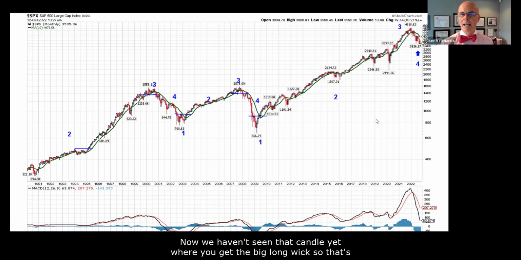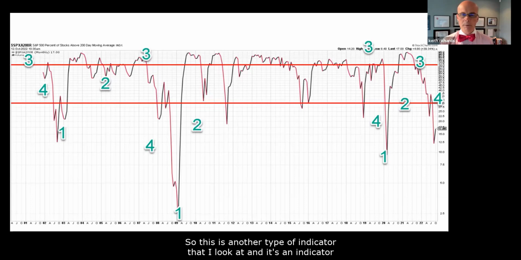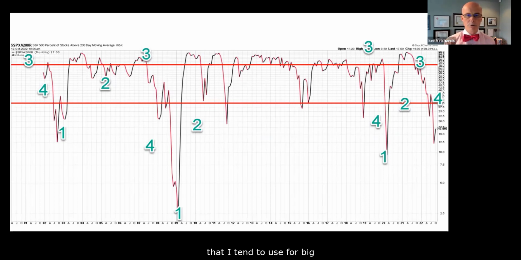Now, we haven't seen that candle yet where you get the big long wick. So that's one piece of evidence that we're not there yet. Let's look at another piece of evidence that may be encouraging, but we need to see all the ducks line up. So this is another type of indicator that I look at, and it's an indicator that I tend to use for big picture analysis. It's the percentage of stocks that are above their 200-day moving averages in the S&P 500.